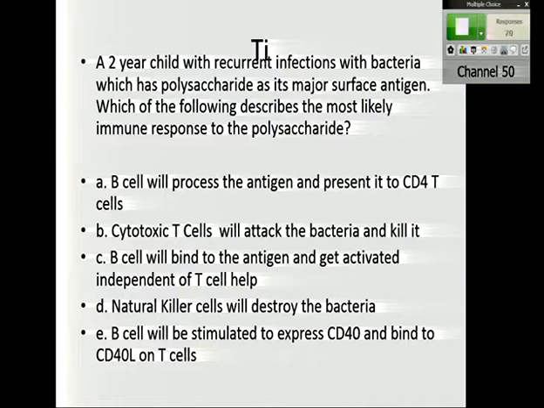So what would be the response? It's a polysaccharide antigen, so the B cell will bind to which option? The C, yes. So this is a polysaccharide antigen, so the B cell will bind to the antigen and get activated independent of T cell help, because it is a polysaccharide antigen. Okay?